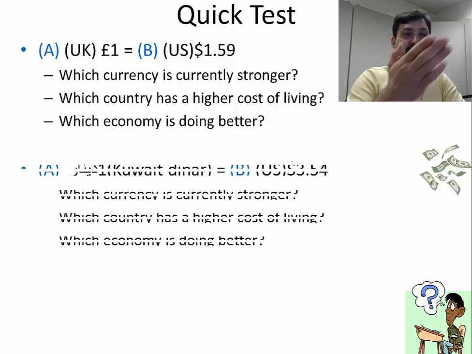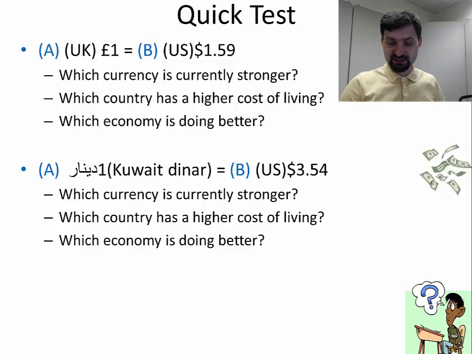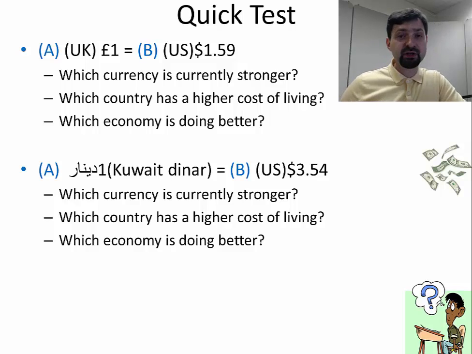I would sometimes ask the same question with the Kuwaiti Dinar and the American dollar. And so the Kuwaiti Dinar is 3 times as expensive as the American dollar. And I would see what people tell me. And then sometimes I would even ask them to compare the Kuwaiti Dinar to the British pound. So basically compare the Kuwaiti economy to the British economy and ask them those same questions. And students make all kinds of inferences based on these numbers.